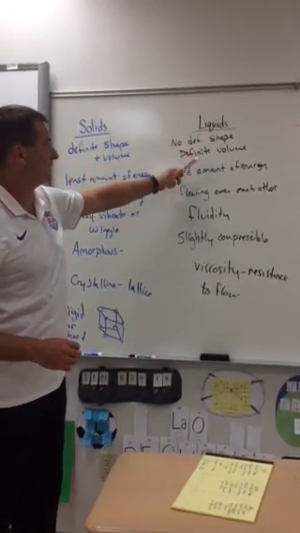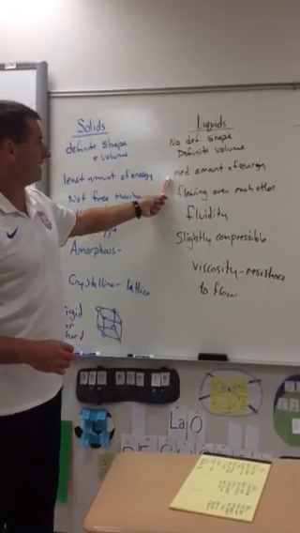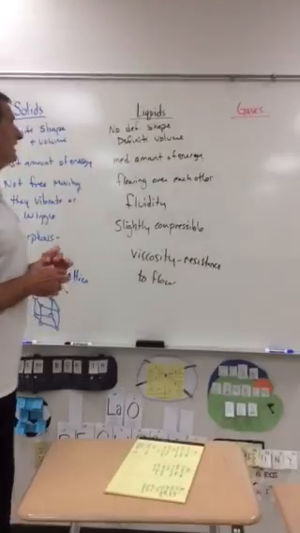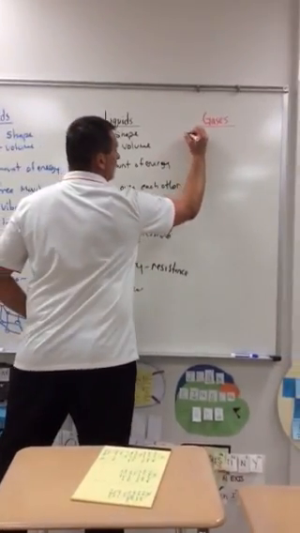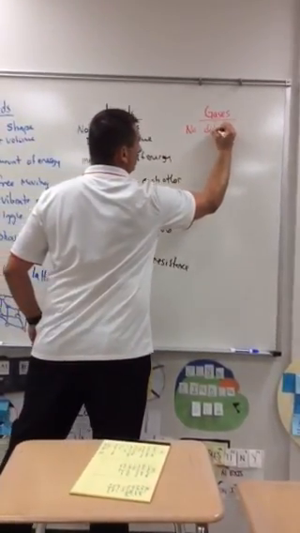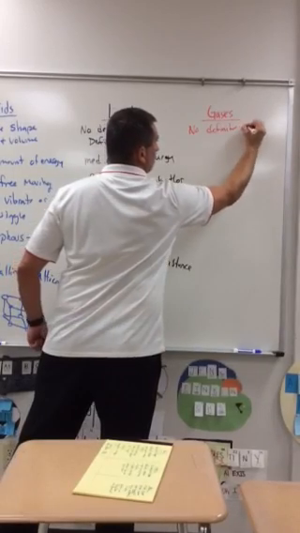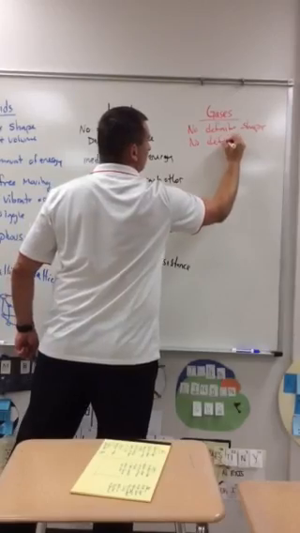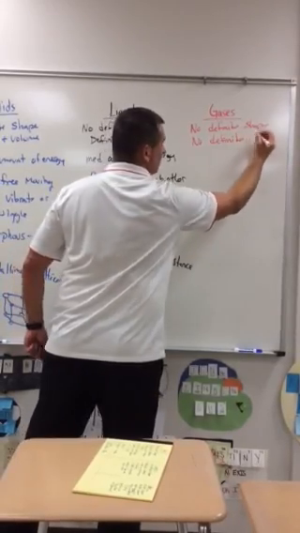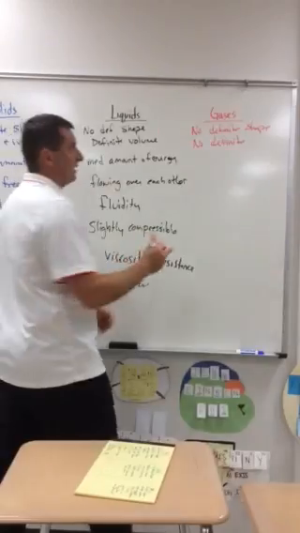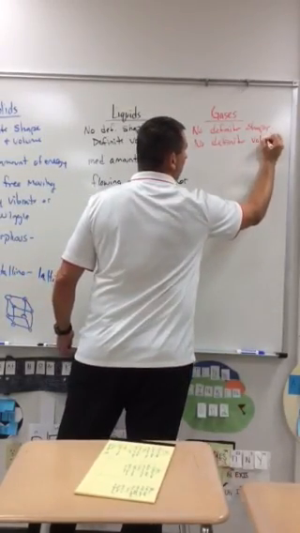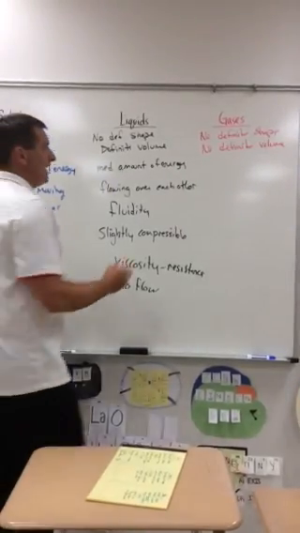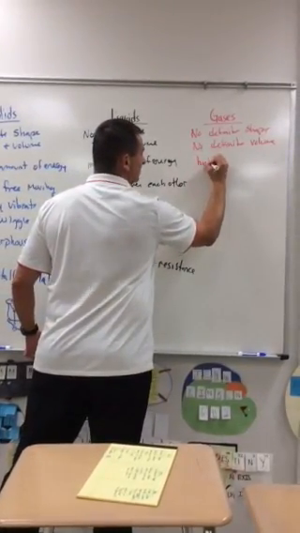They have no definite shape, they have a definite volume, they have a medium amount of energy, and they flow over each other. All right, now gases. Gases have no definite shape and no definite volume. So gases take the shape of their containers because they spread out, and it's very hard to get the volume of a gas because it spreads out so much and because the particles are so small. They have the highest amount of energy.